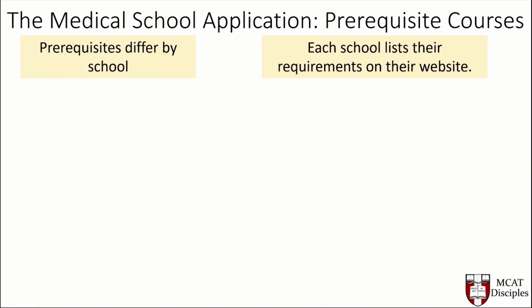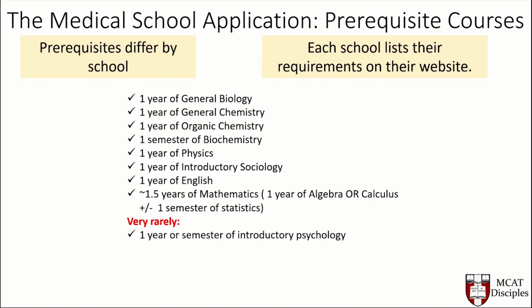Prerequisite courses differ by school, and each school lists their requirements on their website. In general, however, to enter medical school, the following classes must be completed: 1 year of general biology, Gen Chem, organic chem, 1 semester biochem, 1 year of physics, 1 year of introductory sociology, 1 year of English, 1.5 years of mathematics, and that can either be a year of algebra or a year of calculus, either or works, and plus or minus 1 semester statistics. Many schools require statistics, but not all. Very rarely, 1 year or semester of introductory psychology is required.